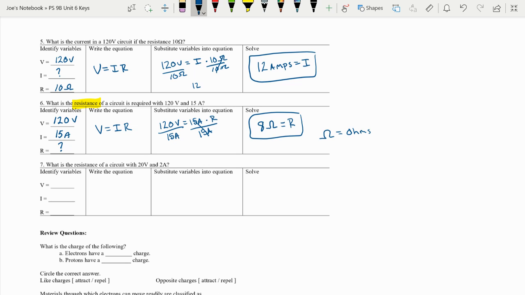And then number 7: what is the resistance? We're looking for resistance again of a circuit with 20 volts and 2 amps. Write that equation, V equals IR, and we get 20 volts equals 2 amps times our resistance. To get resistance all by itself, we divide both sides by 2 amps, and 20 divided by 2 is equal to 10 ohms.